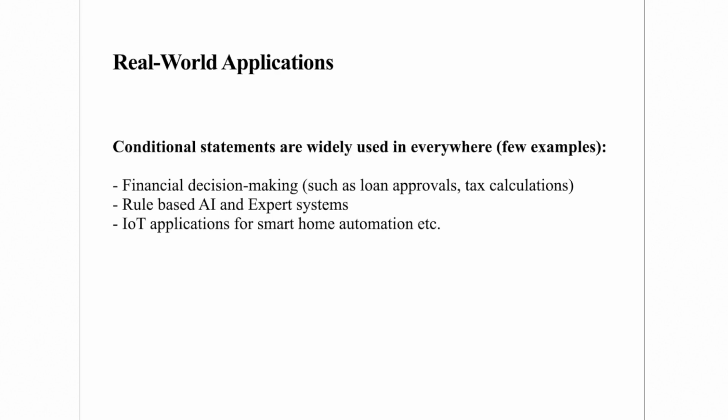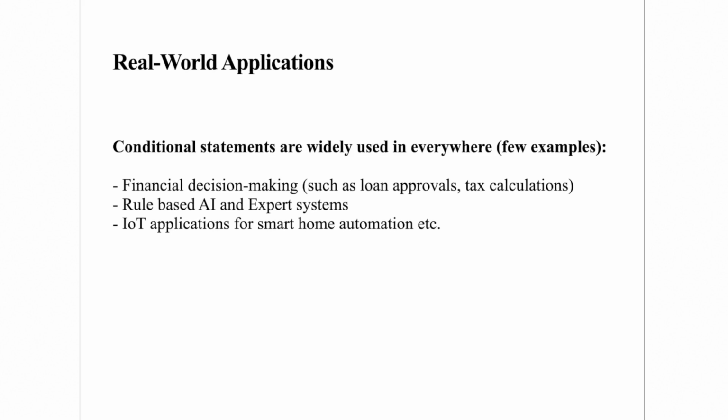The first one is financial decision making. A very, very basic example we have seen earlier in this session. Then in the earlier AI systems and expert systems, in earlier decades, if-else conditions or conditional statements were heavily used. Nowadays also, some amount of if-else is used in AI-based systems.